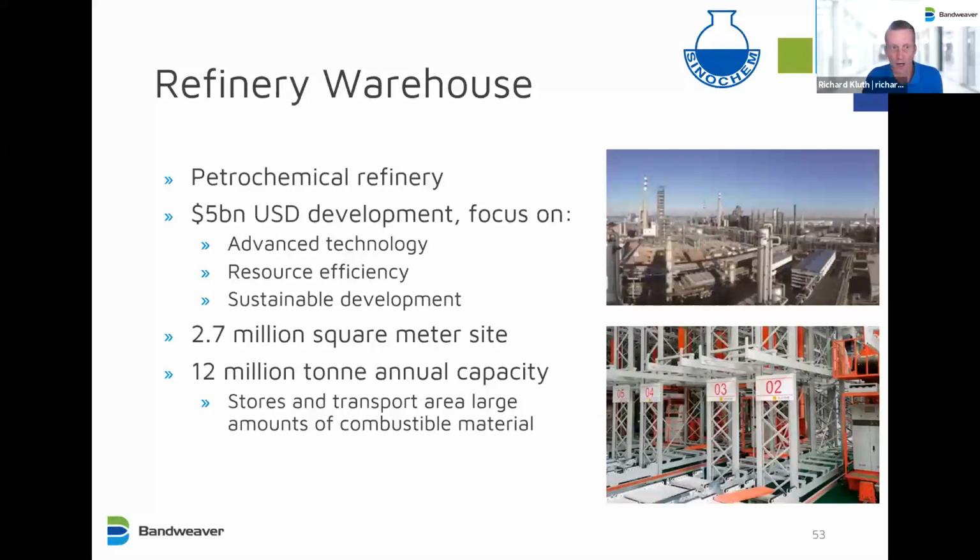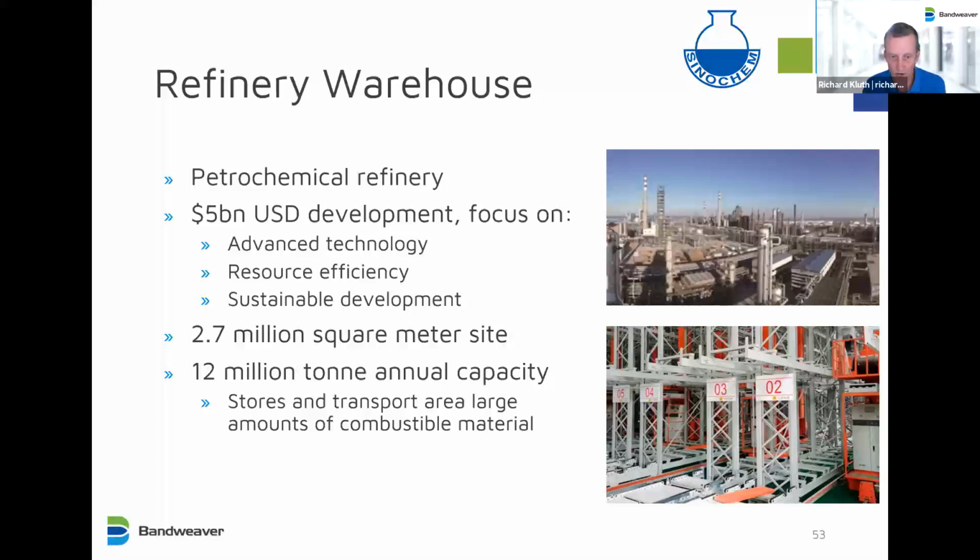Moving on to refinery warehouse Sinochem in China. This was a $5 billion petrochemical refinery facility. It was very much focused on advanced technology, resource efficiency, sustainable development. So those were factors they looked into when they chose the fire detection systems. It's a large site, 2.7 million square meters, 12 million tons annual capacity.